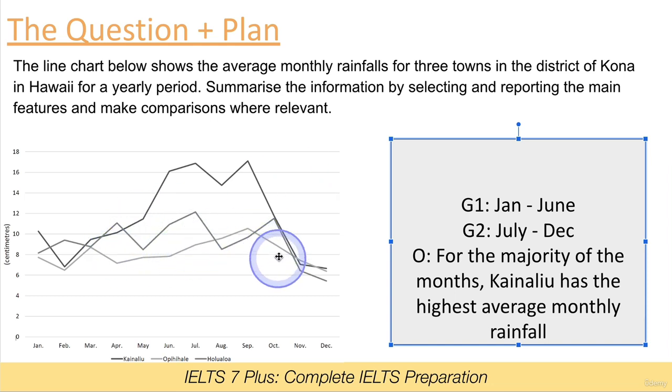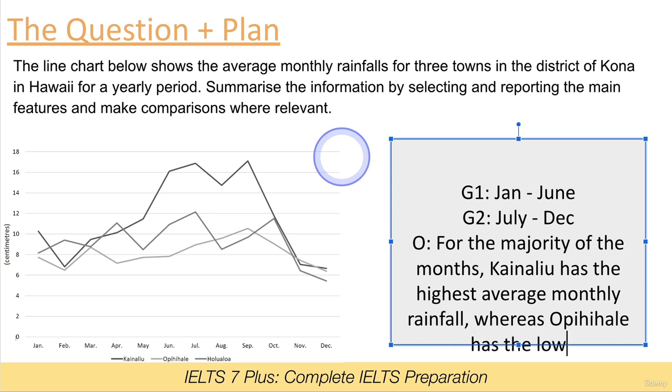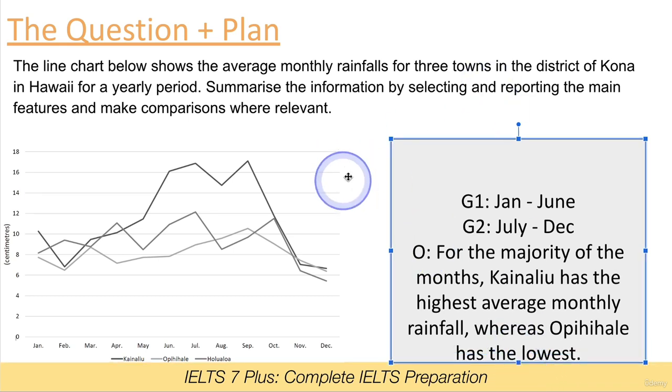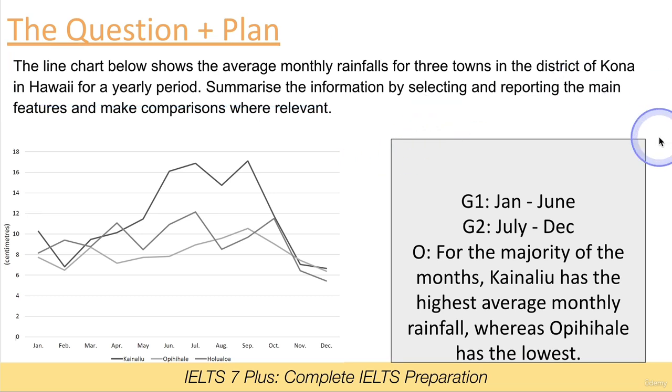Whereas I would say Opihihale has the lowest overall. So, of course, not for every month, but in general, that's what I would say for that one.